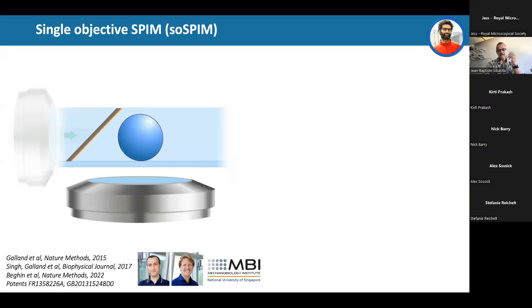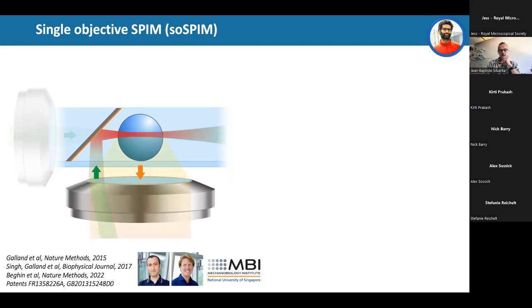So what is this technique about? SOSPIM is a very simple concept. Traditional light sheet microscopes usually require two objectives, one to create a light sheet and one to collect the fluorescence. SOSPIM relies on a very little 45 degree micromirror attached to the coverslip in proximity to your biological samples, which allows you, from the single objective of your microscope, to first create the light sheet by reflecting the beam onto this 45 degree mirror and then collect the light back with the same objective.